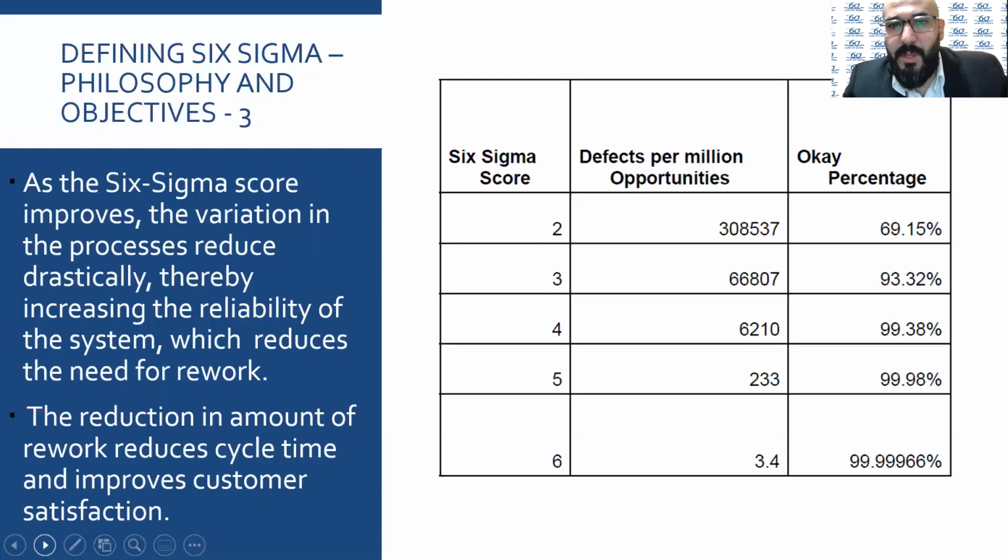If you are having a project at 2 Sigma, you will have 308,000 defects per million opportunities. If you achieve 3 Sigma, that would be about 67,000 defects per million. If you achieve a level of 4 Sigma in your product or service, that would be about 6,000 defects per million opportunities. If you achieve 5 Sigma, that would be 233 defects. If you achieve the 6 Sigma level, that would be 3.4 defects per million opportunities.